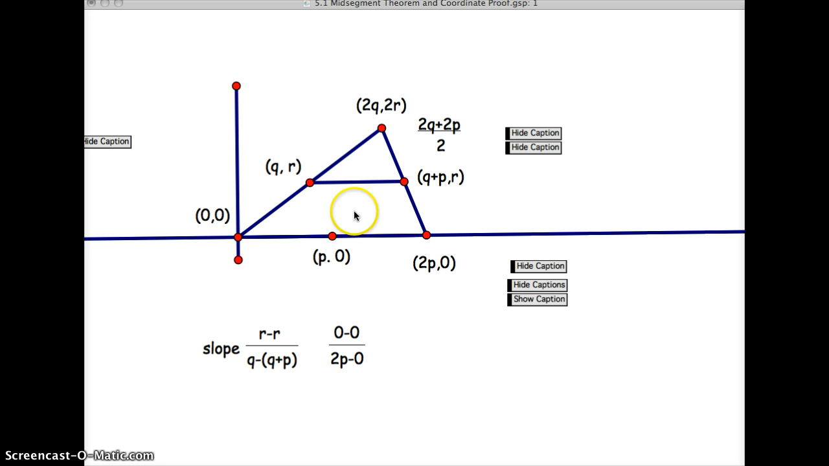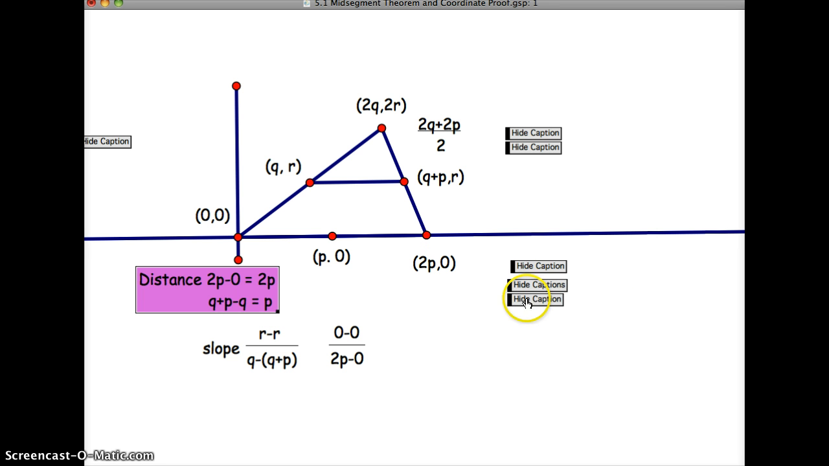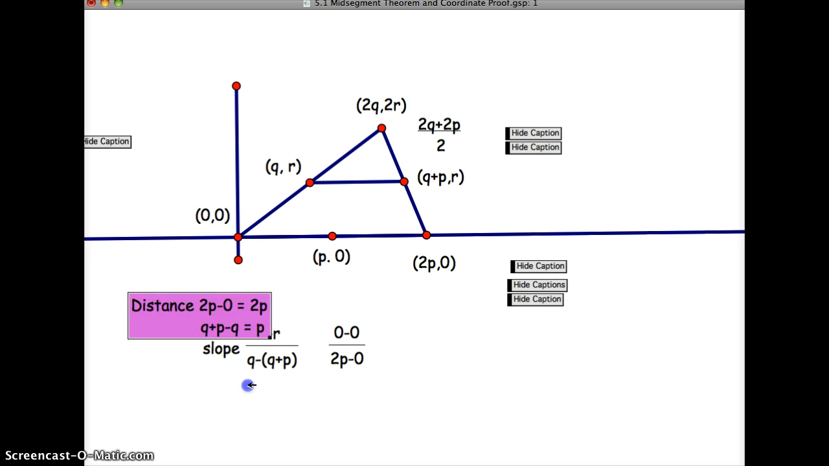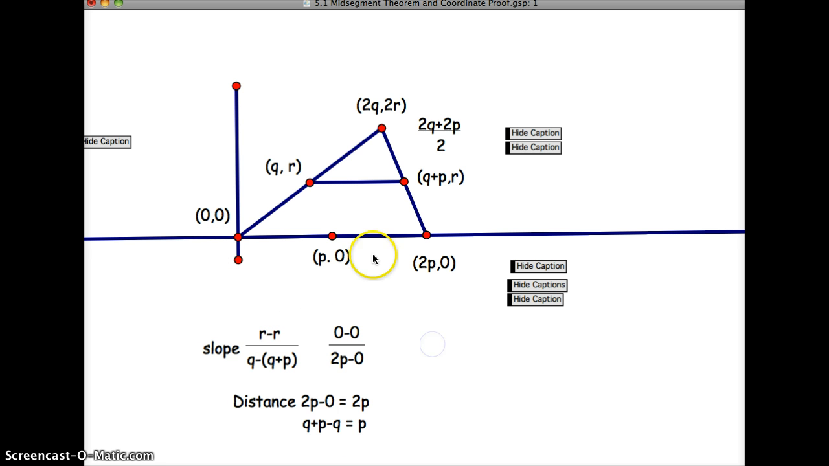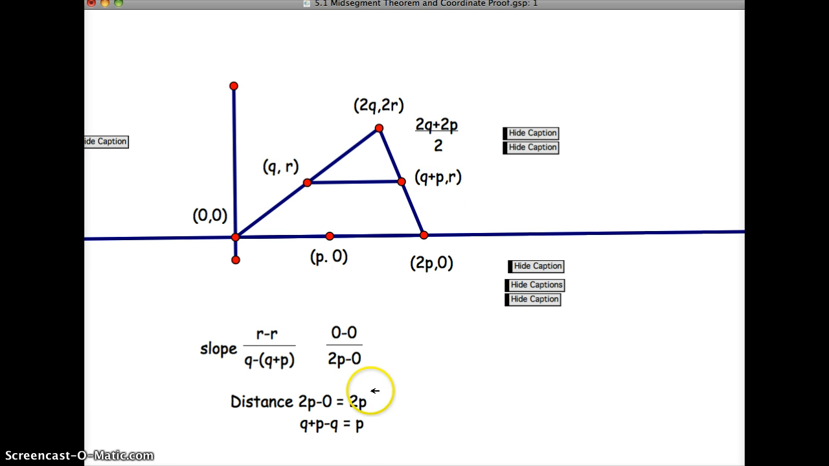So now, to find out if these are actually the distances that we need them to be, we're going to simply count, like I said a second ago. Because they're horizontal, all I have to do is count. So I'm going to say, okay, 2p minus 0, because that's the origin, that's my final destination minus the origin, is equal to 2p. Here, I have q plus p minus q. I'm only looking at the x values because that'll tell me my distance. So q plus p minus q, those q's cancel out and that gives me p.